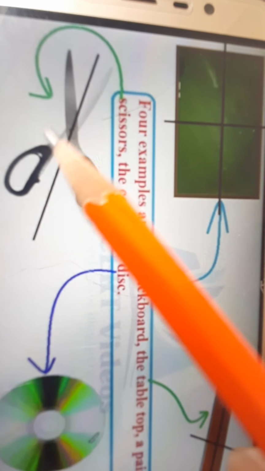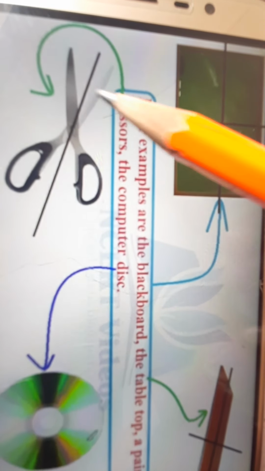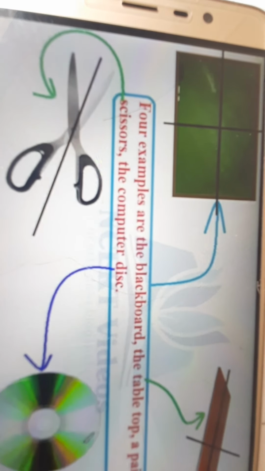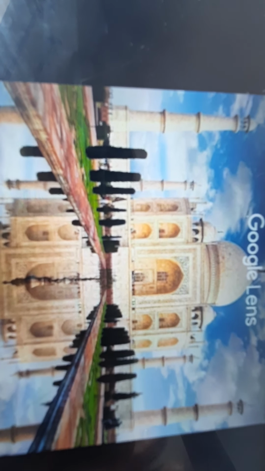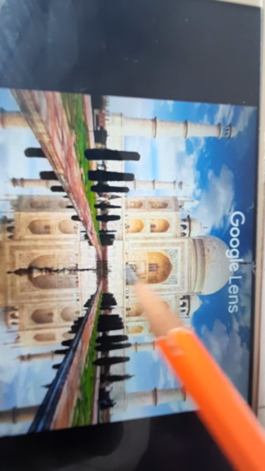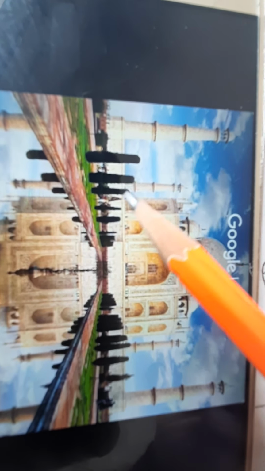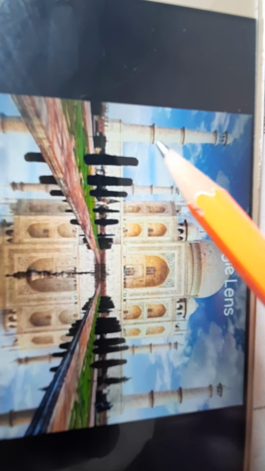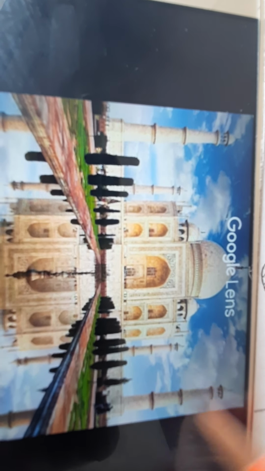Here also you can see the scissor: if I make this line of symmetry, then the left part of the scissor is exactly equal to the right hand part. So in this picture of the Taj Mahal also you can see that if we draw this vertical line of symmetry, then each and every part on the left hand side is exactly similar to the right hand side.